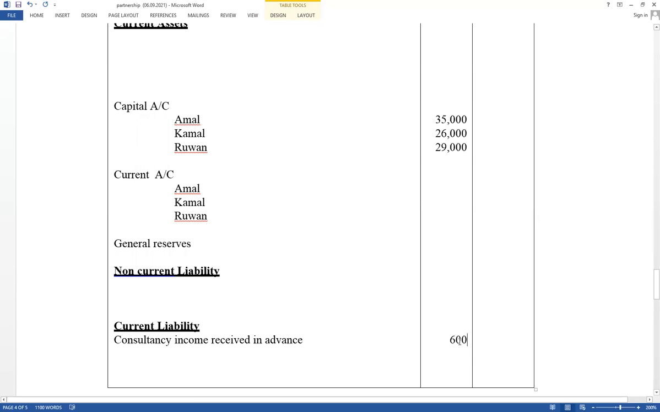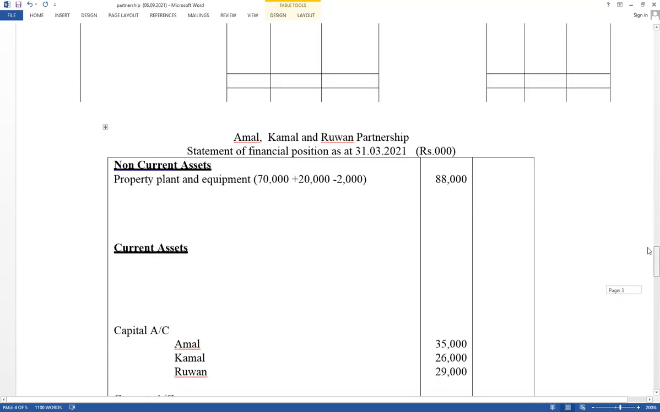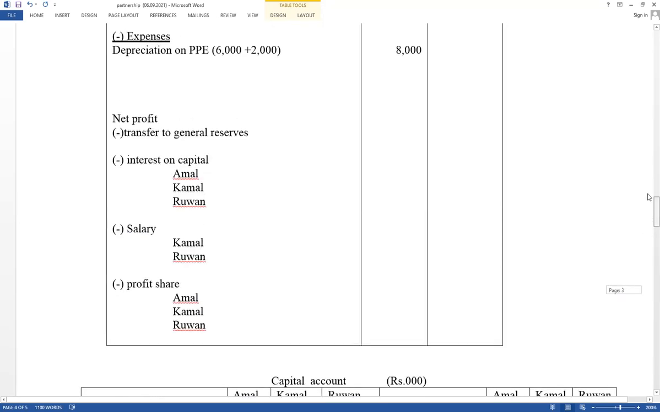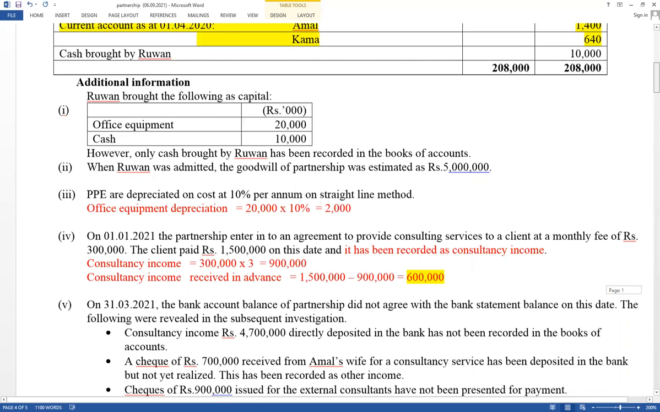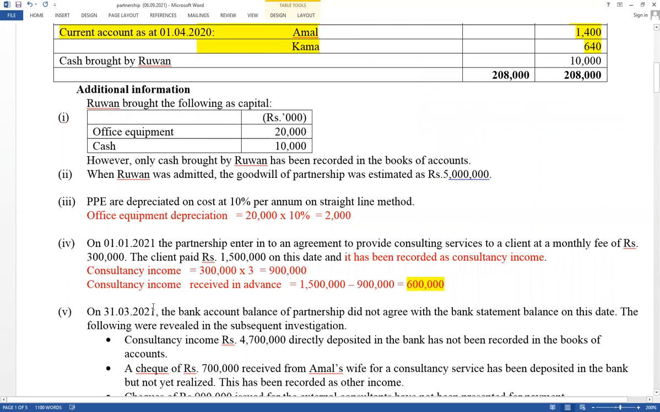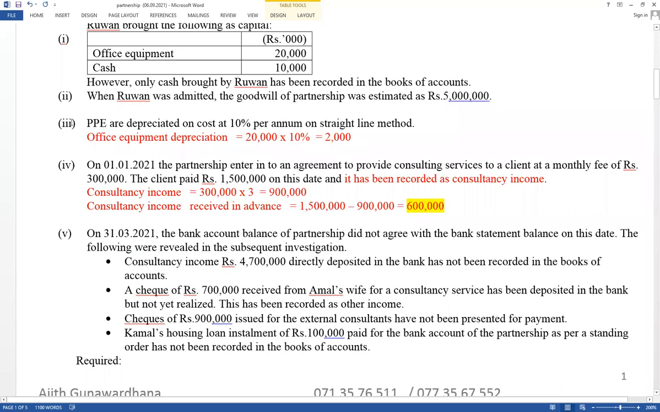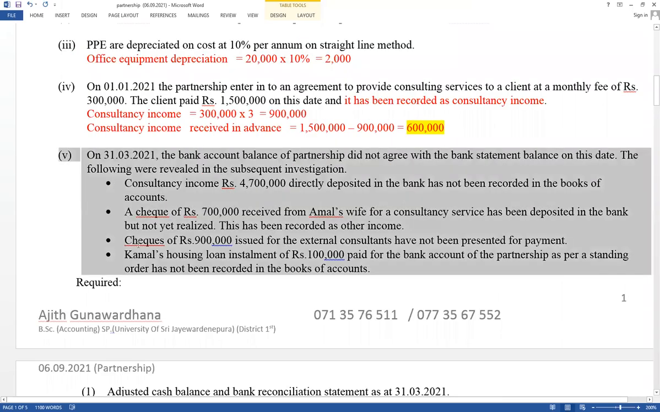Some other adjustment also affects consultancy income. That is the reason. Think, the last adjustment is relevant for the bank reconciliation part. We have already discussed additional 1 to 4. And additional 5 is relevant for the bank reconciliation part. At the same time, bank reconciliation also should be done. Think additional 5.